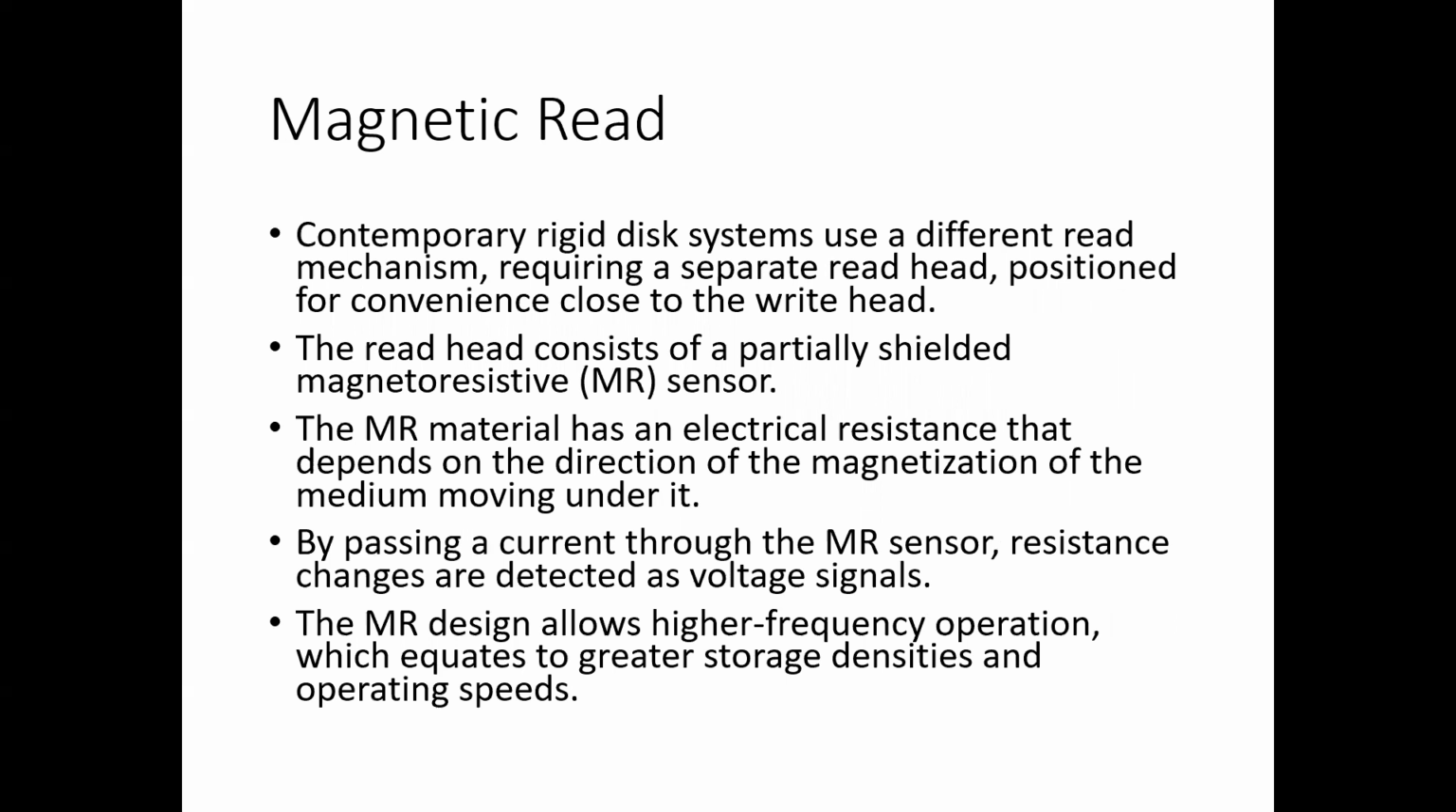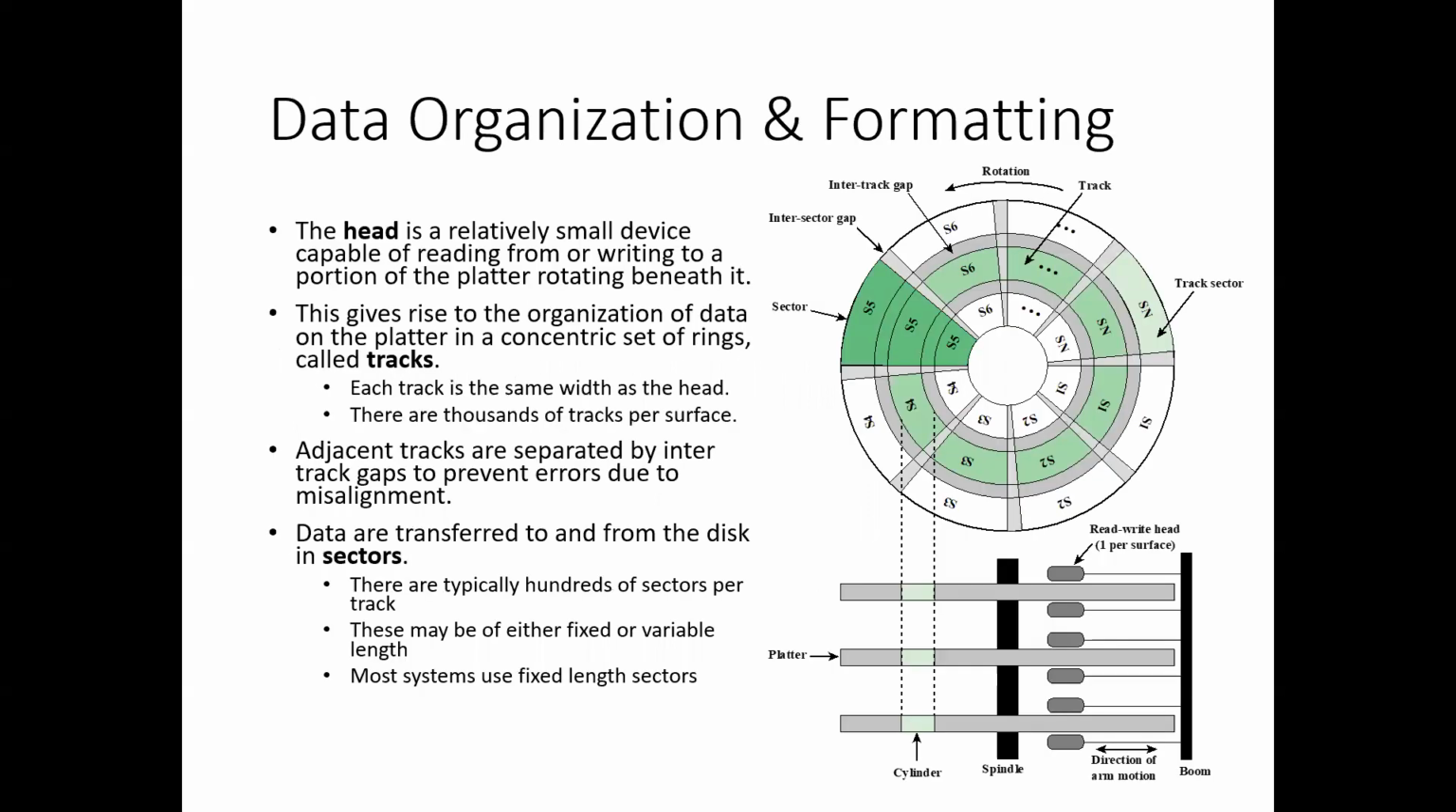Contemporary rigid disk systems use a different read mechanism, and they require a separate read head. So you have both a read and a write head. And that consists of a partially shielded magneto-resistive sensor, which depends on the direction of the magnetization of the medium that's moving underneath it, that is the disk platter. And by passing a current through this sensor, resistance changes are detected via voltage signals, and you can read in that 0 and 1. So the head, again, is a small device that's capable of reading and writing to a portion of the platter rotating beneath it.